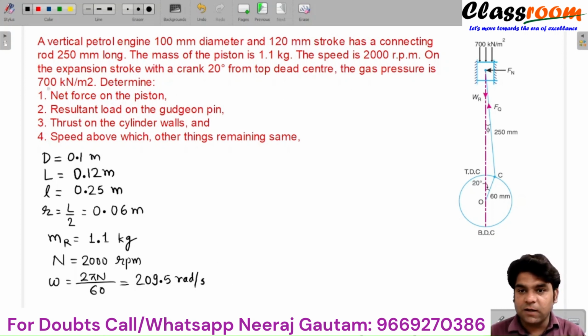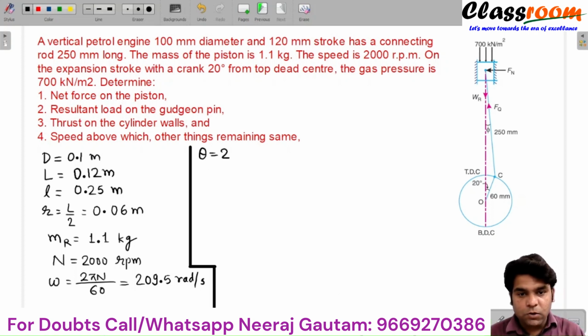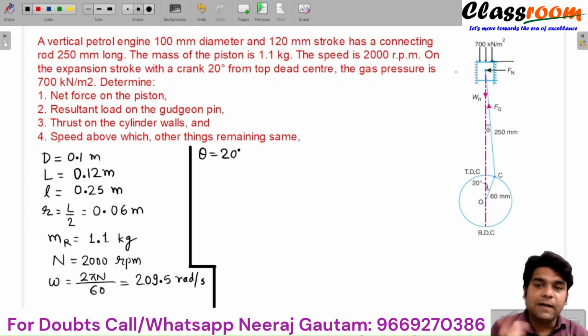The gas pressure is 700 kilonewton per meter square, and the crank angle is 20 degrees after the start of the expansion stroke. That means the combustion or sparking has occurred, and theta is 20 degrees. Again, it is measured from top dead center. Top dead center is equivalent to our inner dead center, and bottom dead center is equivalent to the outer dead center in our horizontal engines. But this engine is vertical, so we are using the terminologies top dead center as well as bottom dead center.